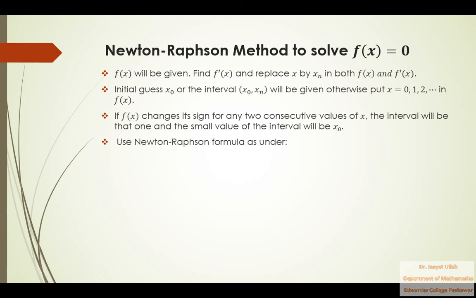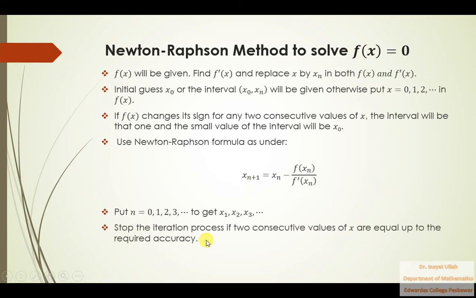Now the most important step is to use the Newton-Raphson formula to find the different iterations, and that is the Newton-Raphson formula. You need to replace f of xn and f prime xn in this formula, and put n equal to 0 to get x1, then n equal to 1 to get x2, then n equal to 2 to get x3, then n equal to 3 to get x4 and so on.